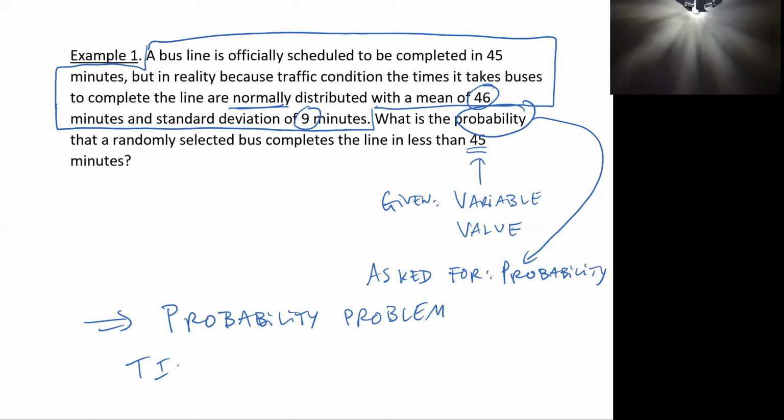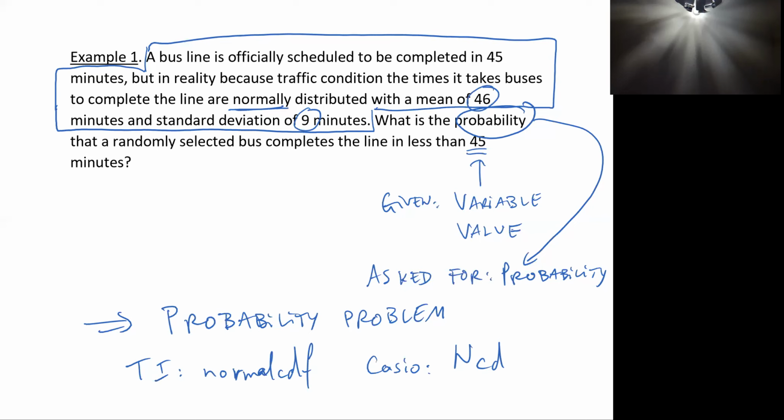And on the TI, we're going to use normal CDF. And on the Casio, we're going to use NCD. Because we're given variable value or values, in this case, just one value. Some problems you're given two values and you ask about the probability between them. And you ask for the probability, so that makes it a probability problem.